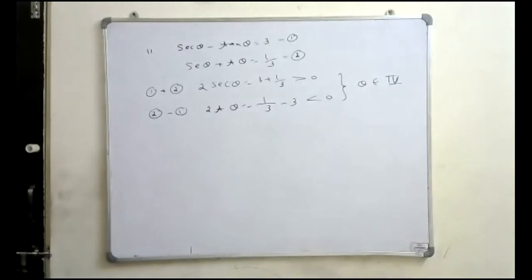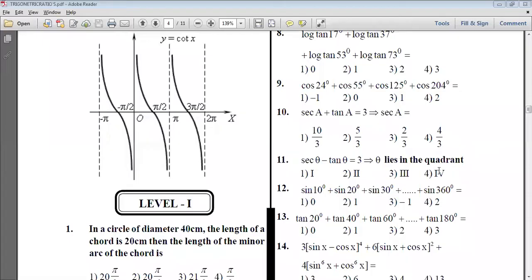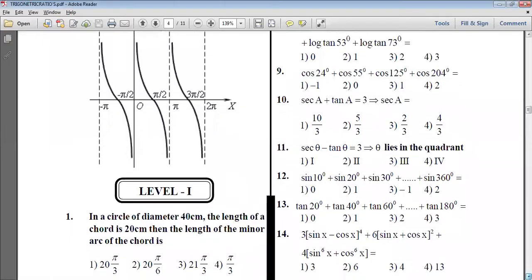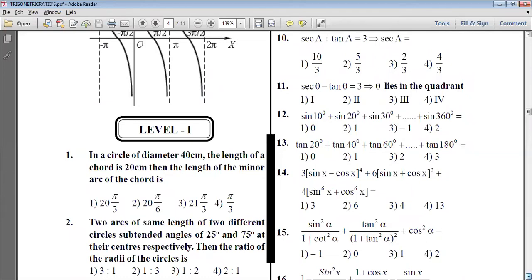Done. Let's look at the next problem, problem number 12. It is given that sine 10 degree plus sine 20 degree plus sine 30 degree and so on up to sine 360 degree. I want to find the sum of all these values.